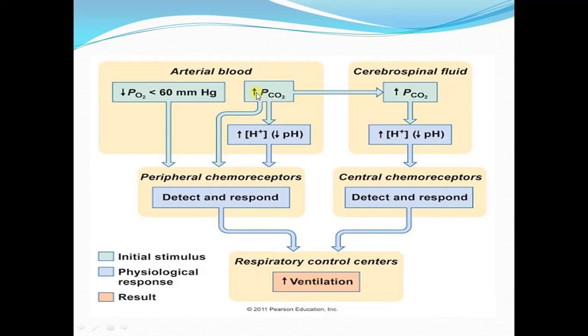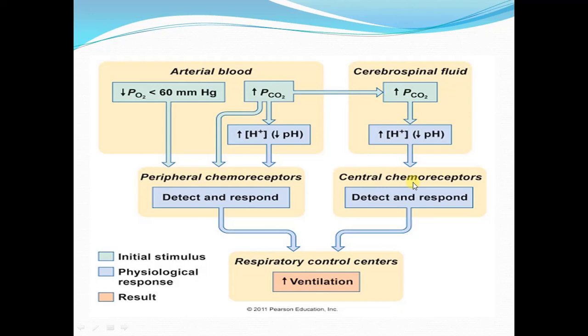And increased partial pressure of carbon dioxide also increases the concentration of carbon dioxide in the CSF and in the interstitium, because it is lipid soluble and it can cross the blood-brain barrier. Within the brain, it causes an increased concentration of hydrogen ions due to the reactions that we have already discussed, and this increased hydrogen ion concentration will have a potent stimulatory effect on the central chemoreceptors.